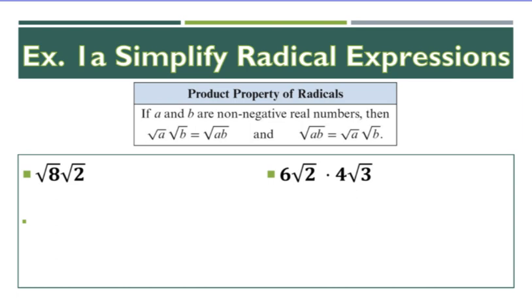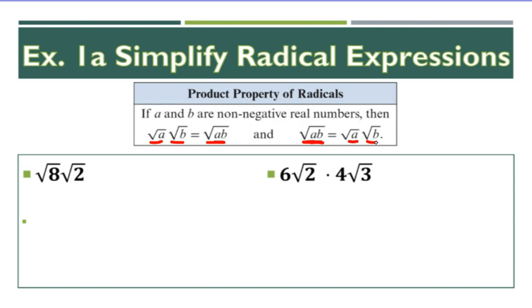So the product property of radicals says if a and b are non-negative real numbers, then you can take the square root of a times the square root of b and get the square root of ab. And remember, we've done before where we had the square root of ab and we broke it down with radicals, the square root of a times the square root of b. That's what we're going to work on today.